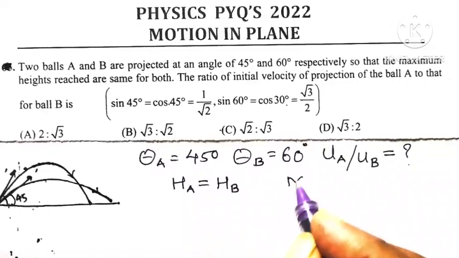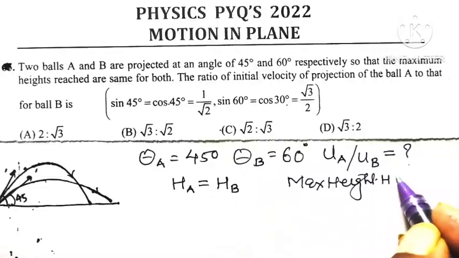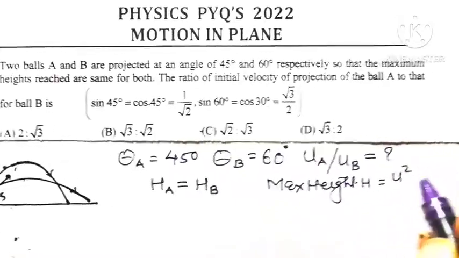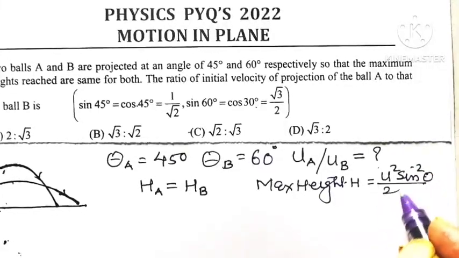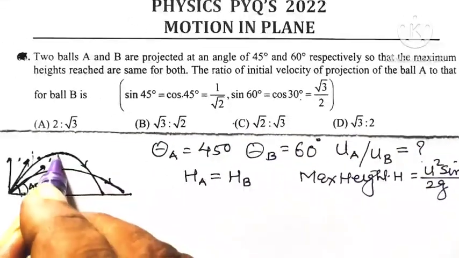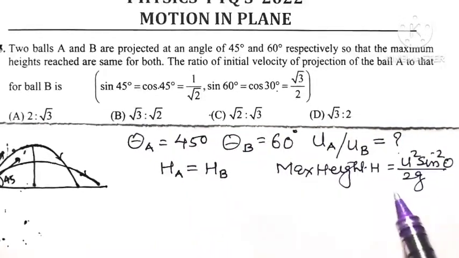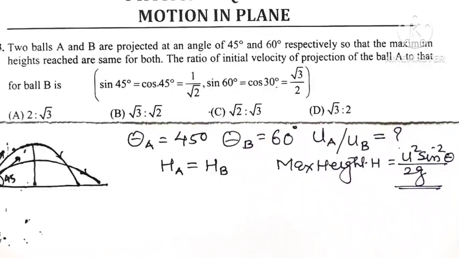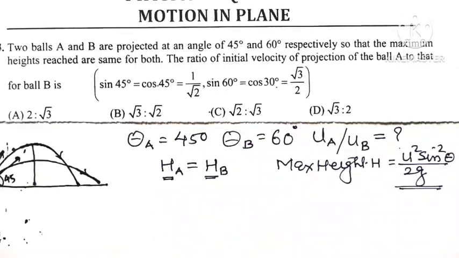Now we know the formula for maximum height. Maximum height H is equal to U square sin square theta divided by 2g. Maximum height reached by a projectile during its journey, here projectile maximum height means this distance, is given by U square sin square theta divided by 2g. And in the present problem it was given that the maximum height reached by ball A is the same as that of ball B.